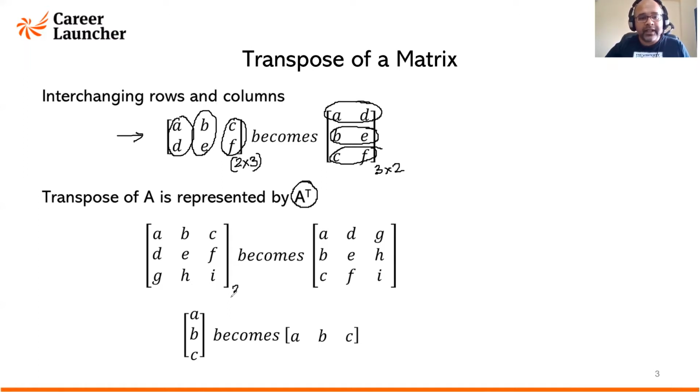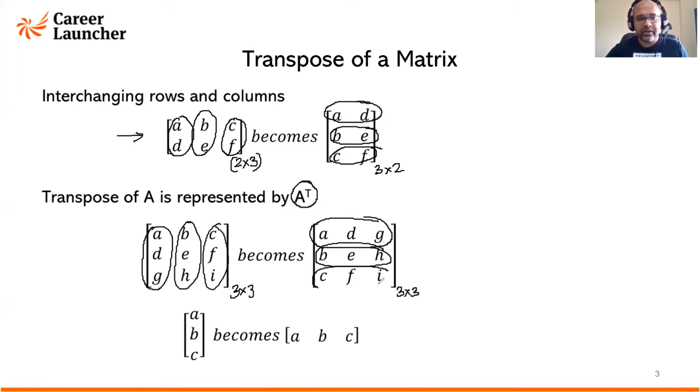For a 3 by 3 matrix, because it is a square matrix, the dimension does not change. But clearly you can see that the first column becomes your first row. Similarly, the second column becomes your second row, and your third column becomes your third row. Another example: if you have a 3 by 1 matrix, basically it is only one column and 3 rows, it becomes a 1 by 3 matrix where your column becomes the row.